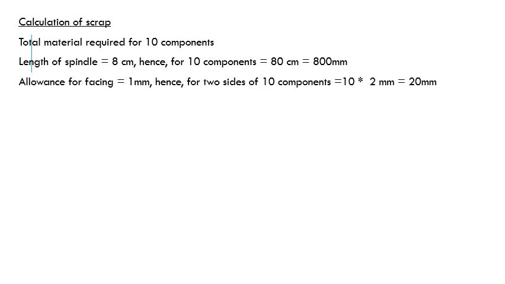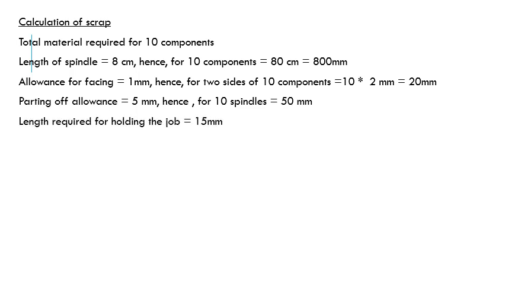Which are the allowances? Facing allowance 1 millimeter. So on two sides I have to do facing. Once I do the parting, on both the sides I have to do facing. So 1 mm extra I have to keep. So that will be 10 into 2, that is equal to 20 millimeter. Then parting allowances for 10 spindles, it is 10 into 5, 50 millimeters. Length required for holding the job is equal to 15 mm.